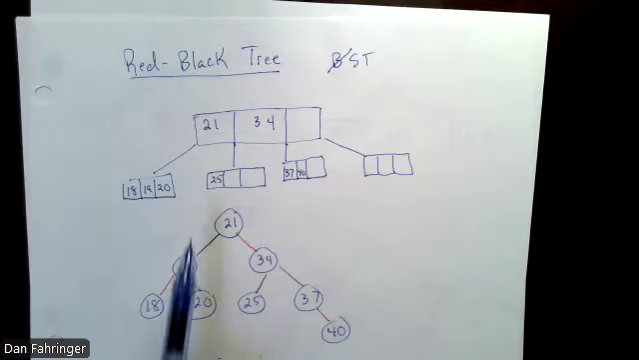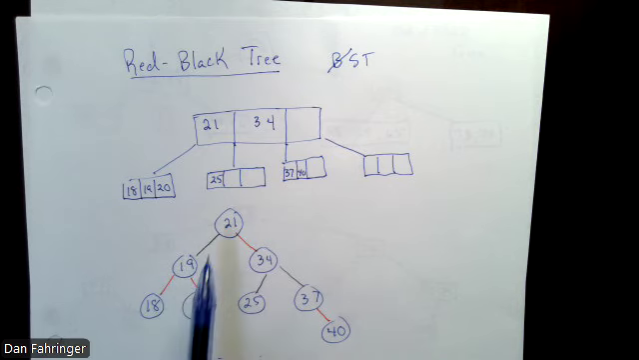So this, there's 21 and 34. They're siblings. 18, 19, and 20 are siblings. 37 and 40 are siblings. Okay. From top to bottom, taking a look at the paths, what do you notice about all the paths from 21 down to one of its four leaves? Is there any commonalities there?